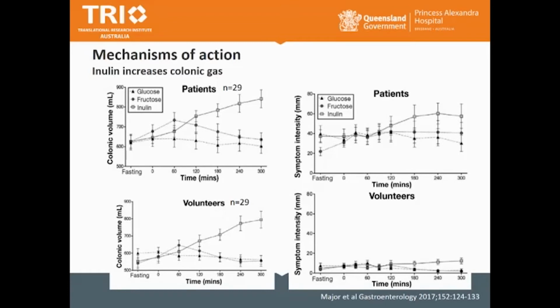So you can see when symptom intensity was measured, the volunteers actually recorded their symptoms as very low right at the beginning, and it hardly changed throughout. Whereas in the patients, they had symptoms at baseline in the fasted state, which is normal, we would expect that, but actually it increased significantly after inulin versus glucose and fructose. So it's the fact that the patients have this visceral hypersensitivity and are really sensitive to those changes in gas and will experience symptoms as a result of that is the issue here.